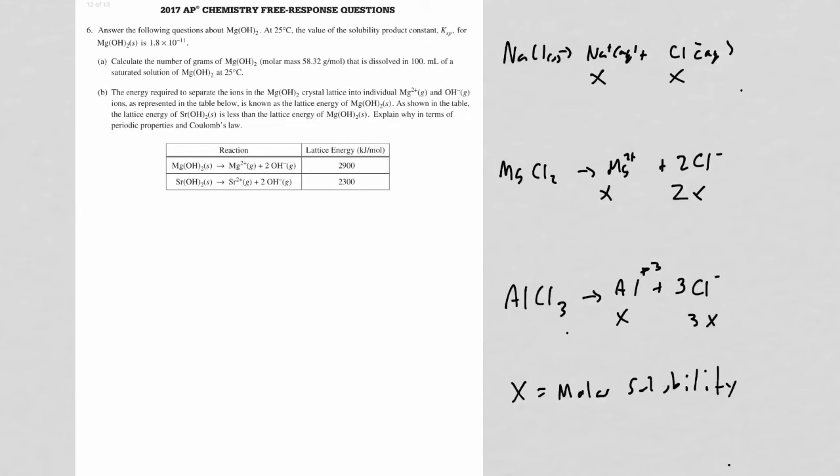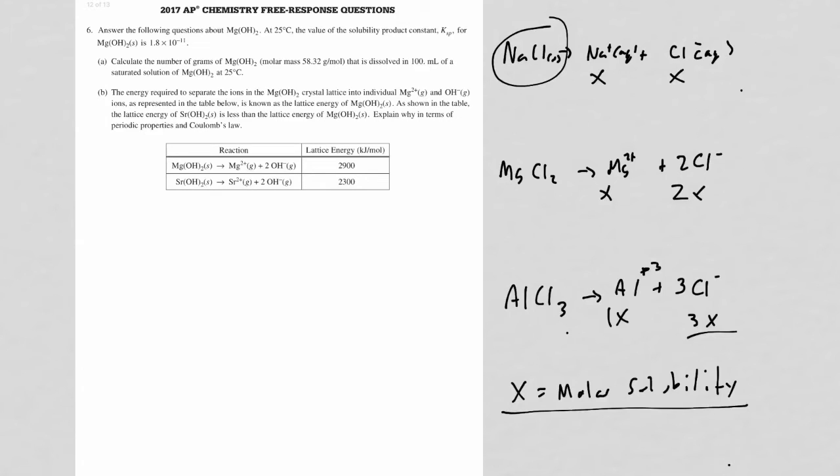Quick reminders for KSPs. There's no denominators, because the thing on the left is always a solid. You have ones that are X and X. You have X and 2X, X and 3X. Like aluminum chloride, for every 1 aluminum, you're going to get 3 chlorides, etc. So that's just a quick intro reminder of what this looks like.